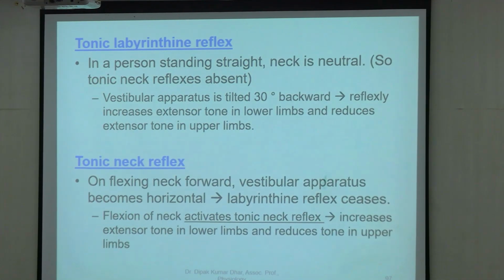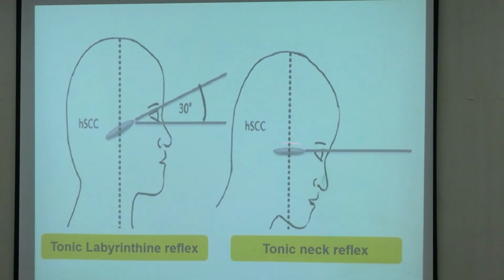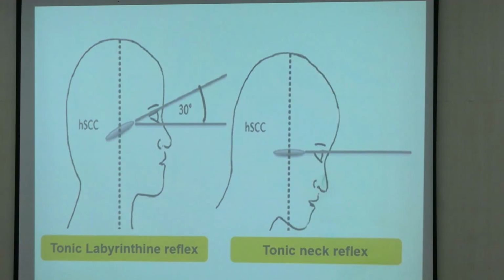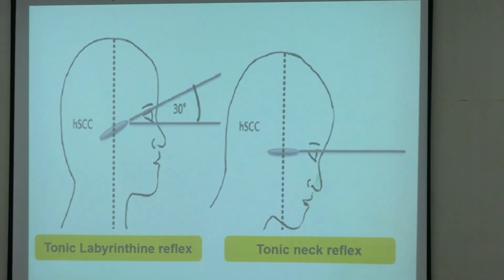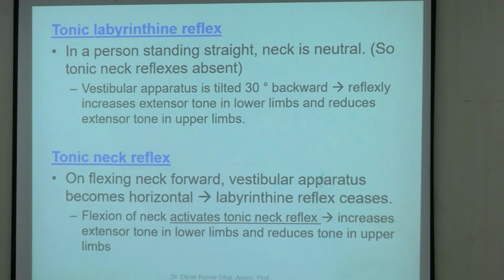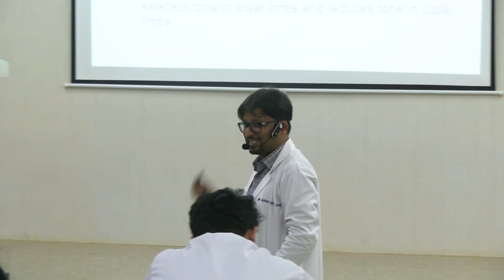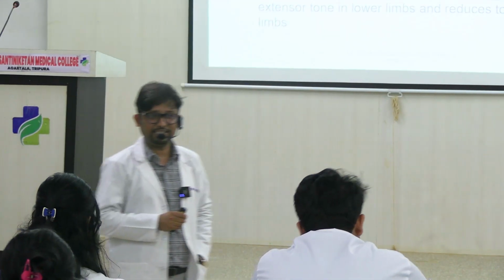The opposite scenario is where, suppose you have flexed the neck forward. Now the labyrinth is aligned to the horizontal. There is no problem with the inclination now. But now the neck has flexed, so receptors in the neck become active and trigger the tonic neck reflex. What happens again? Extensor tone in the lower limbs increases and in the upper limbs it reduces. So you see, whether you are standing straight or you flex your head, in both these situations extensor tone, specifically of the lower limbs, is increased.